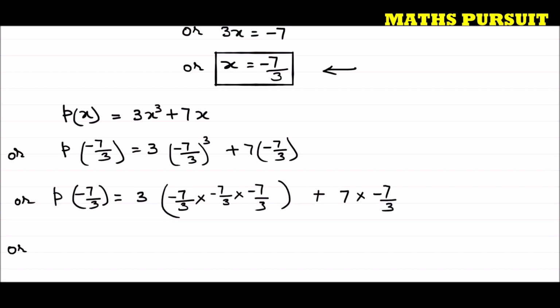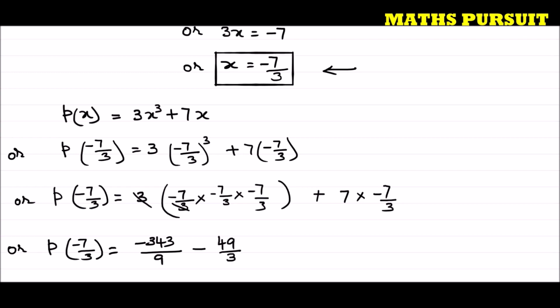Or I can write P(-7/3) is equal to: this 3 and this 3 cancel out. So we are left with -7 × -7 × -7. So minus into minus is plus, plus into minus is again minus. So 7 × 7 × 7: 7 sevens are 49 and 49 × 7 is 343. Minus 343 divided by 9, minus, because 7 × -7 is -49 divided by 3.